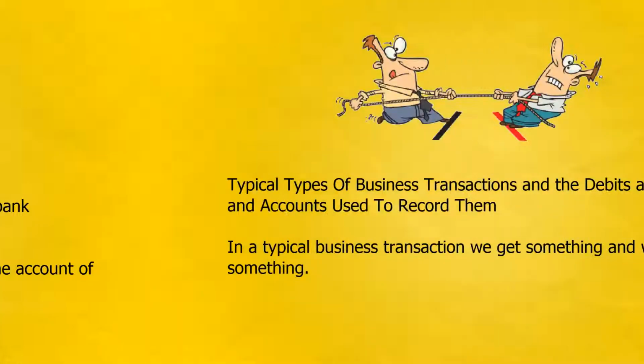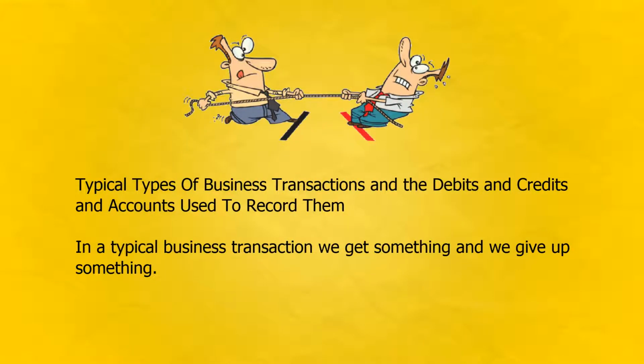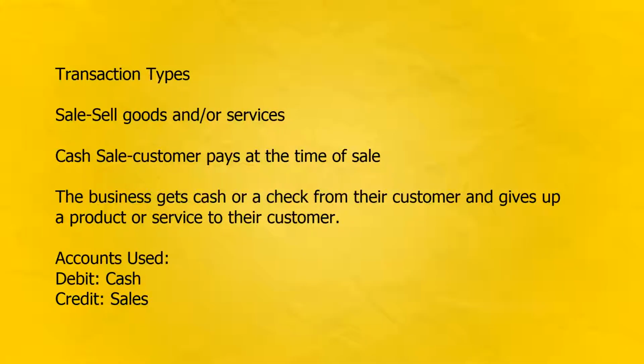Typical types of business transactions and the debits and credits and accounts used to record them. In a typical business transaction we get something and we give up something. Transaction types. Sale, sell goods and/or services. Cash sale, customer pays at the time of sale. The business gets cash or a check from their customer and gives up a product or service to their customer. Accounts used: debit, cash. Credit, sales.